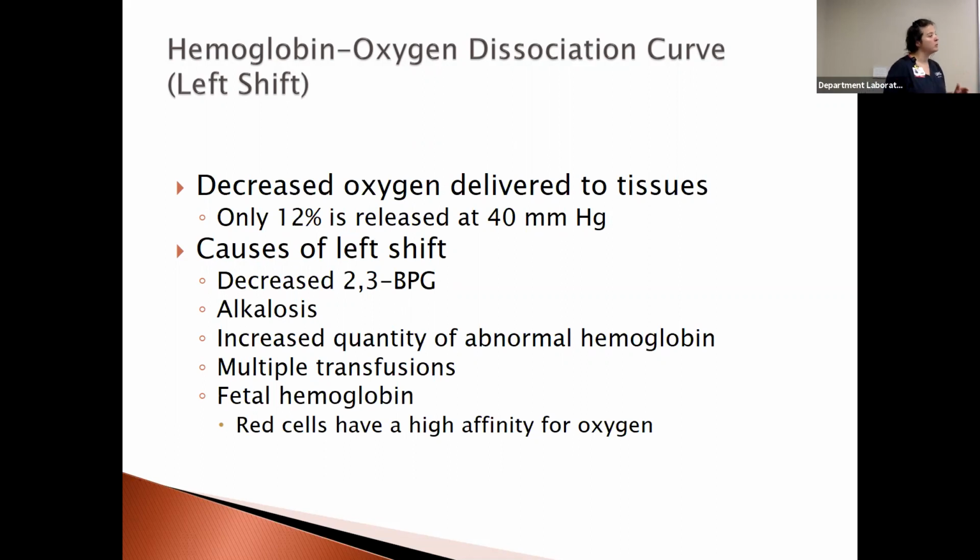And the reason for multiple transfusions is, and we'll talk about this next semester in blood bank, think about donor units. After they're collected, anticoagulant is added, preservatives are added. The longer those cells sit on the shelf, those cells lose their 2,3-BPG. So they are not readily available to allow for that release of oxygen. All right. So that's why if a patient has had multiple transfusions, they'll have decreased 2,3-BPG.